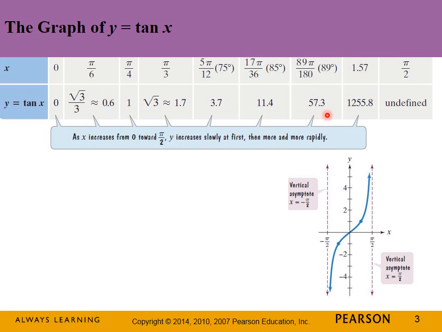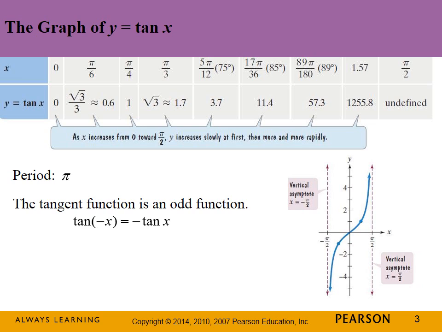Notice over here that the tangent of pi over 2 is undefined, and that's because the tangent is the sine divided by the cosine, and the cosine of pi over 2 is 0. And whenever you try to divide by 0, the result is undefined. So when those points are connected with a smooth curve, what you get is what you see here, starting at the origin and going to the right.